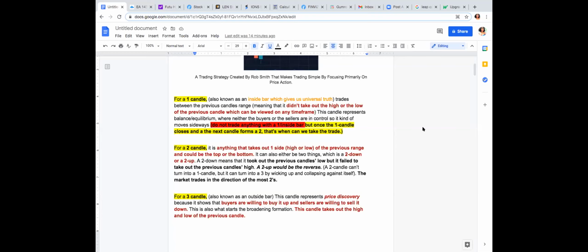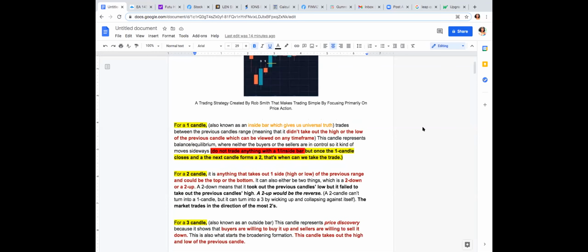And then a 3 candle, which is also considered an outside bar, represents price discovery because it shows that buyers are willing to buy it up and sellers are willing to sell it down. This is also what starts the broadening formation. This candle takes out the high and the low of the previous candle.